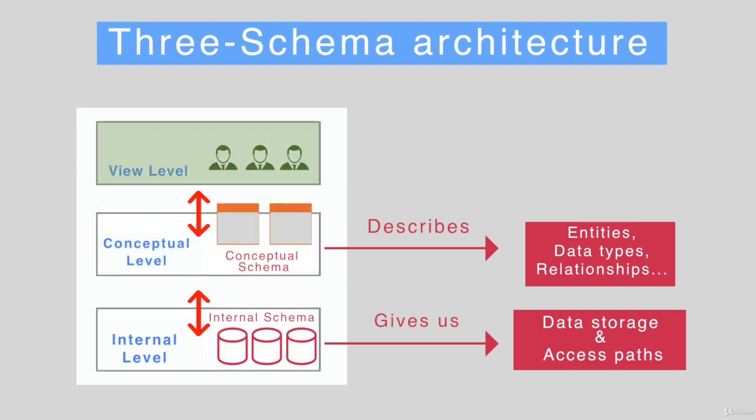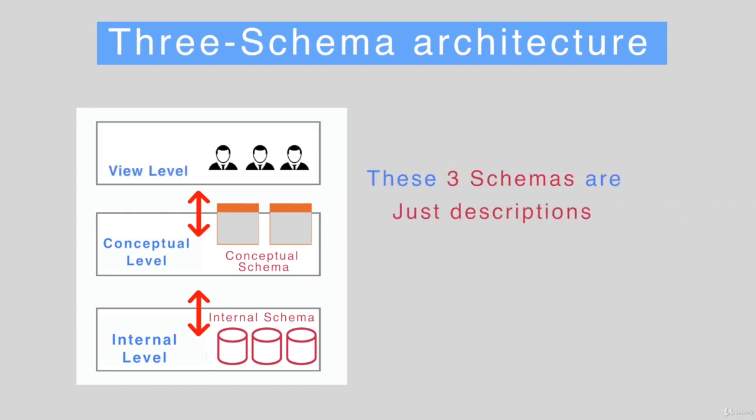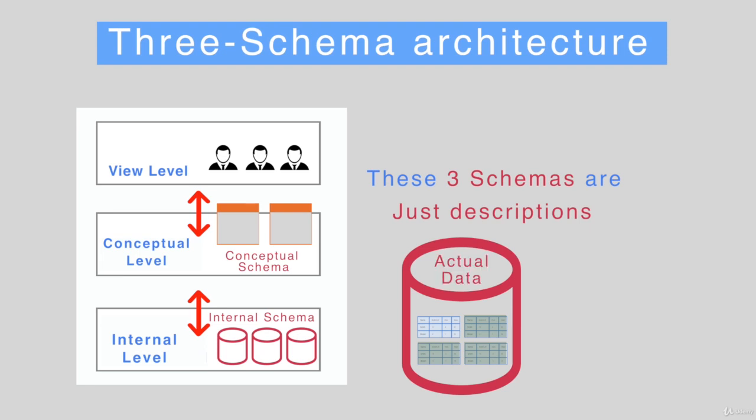External or view level includes a number of external schemas or user views. Each user group can access some part of the database only, and it hides the rest of the database from that user group. These 3 schemas are descriptions of data. The actual data is stored at the physical level only.